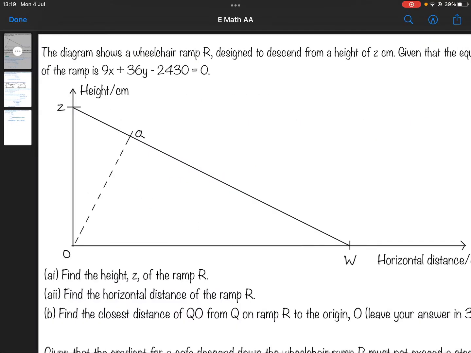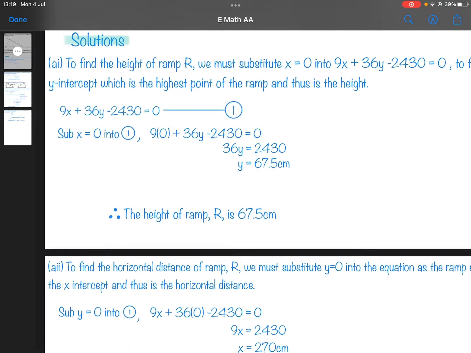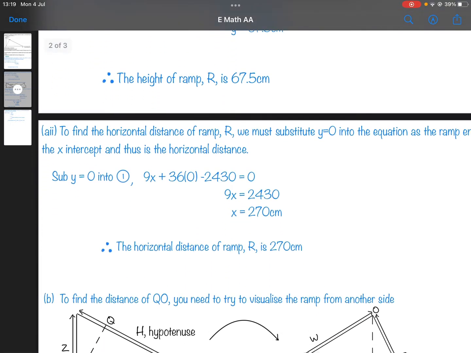For part A(ii), we need to find the horizontal distance of ramp R. Given that ramp R lies on the x-axis, we know that the y value will be 0. Now, when we sub in y equals 0 into equation 1, we will get 9x plus 36 times 0 minus 2430 equals 0. We can bring the 2430 to the other side, making it positive. 9x equals 2430 and thus x equals 270 cm. Therefore, the horizontal distance of ramp R is 270 cm.